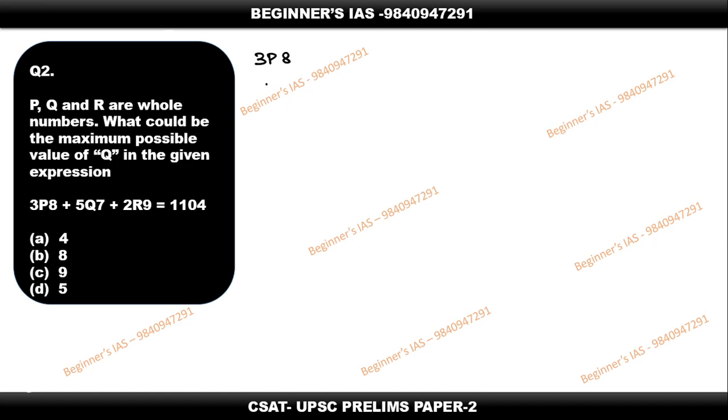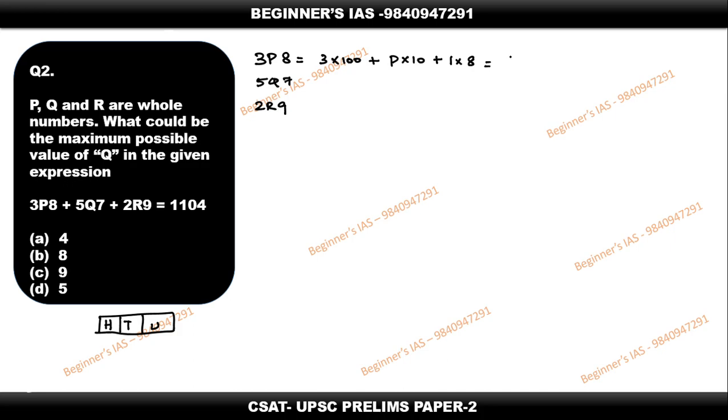3P8, then 5Q7, then 2R9. Now read the question. P, Q, R are whole numbers. What could be the maximum possible value of Q in the given expression? First of all, note down that these are 3-digit numbers. How to represent a 3-digit number? One is the unit place, then the 10th place, then the 100th place. Here, just check with the place values. 3 is in the 100th place, then P in the 10th place, then 8 in the unit place.